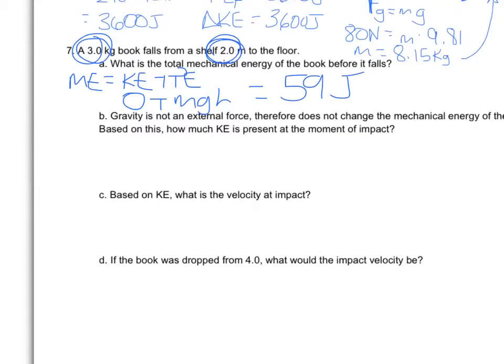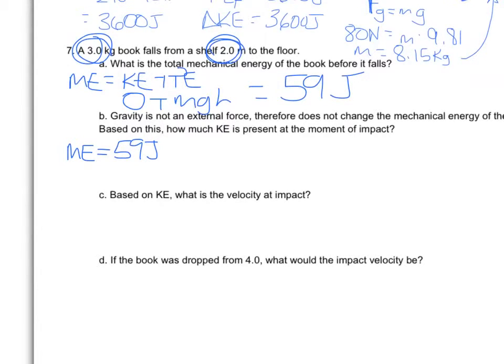In part B, we're reminded that gravity is an internal force. It doesn't change the total mechanical energy of an object. So as a result, when this object strikes the ground, its mechanical energy is still going to be 59 joules. Only now, instead of having 59 joules of potential energy, it has none. No potential energy because its height has been reduced to 0.